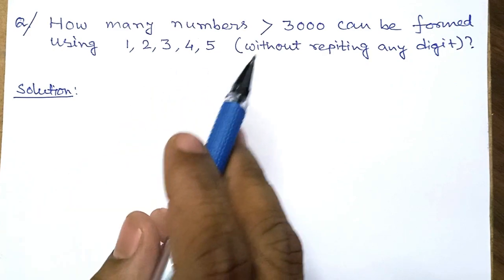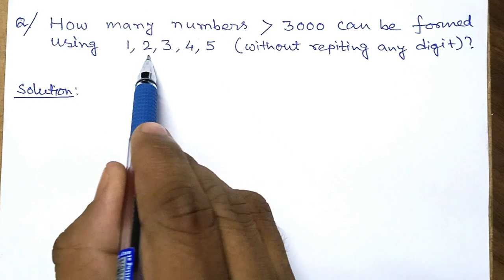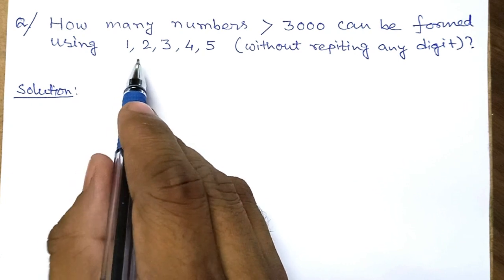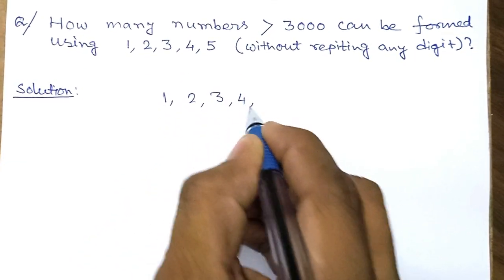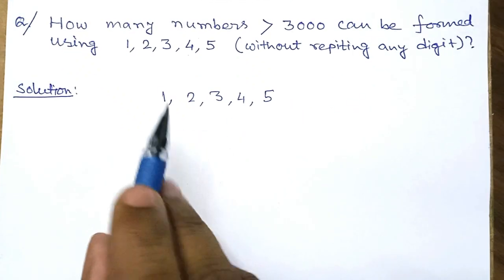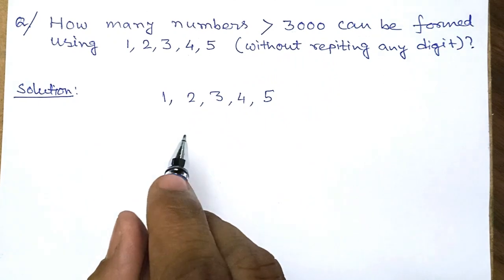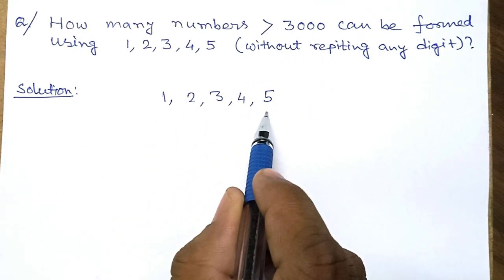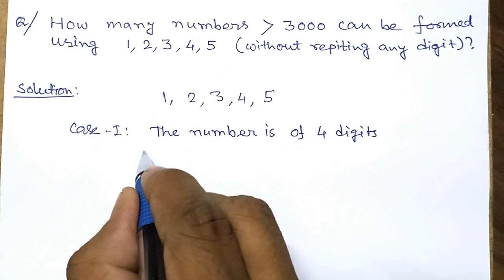How many numbers greater than 3000 can we form using 1, 2, 3, 4, 5 without repeating any of the digits? So we have 5 digits 1, 2, 3, 4, 5, and we have to form a number which is greater than 3000. If a number is greater than 3000 using these digits without repeating any of them, then this can be of two types.